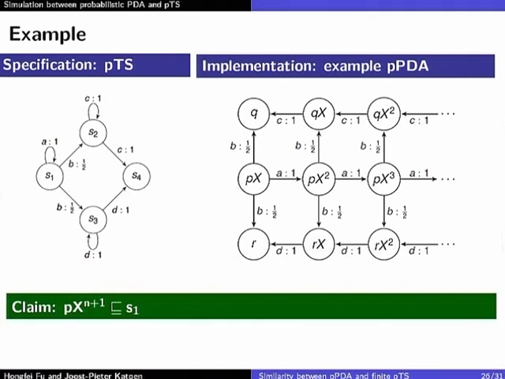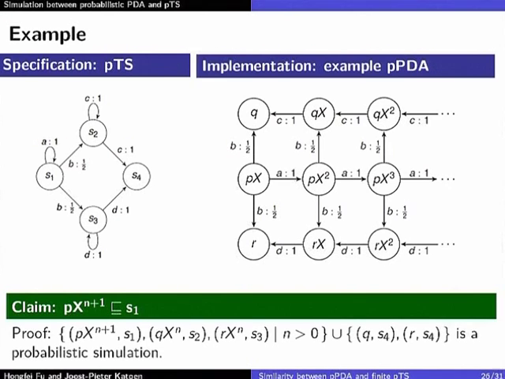Now, what's the claim? The claim is that P X^(n+1) is being simulated by S1. So what does that mean? Well, take, for instance, P X squared. The claim is that this is being simulated by S1. Okay? Good. How to prove this? Well, this is a bit involved. You have to show that actually a certain relation is a probabilistic simulation.